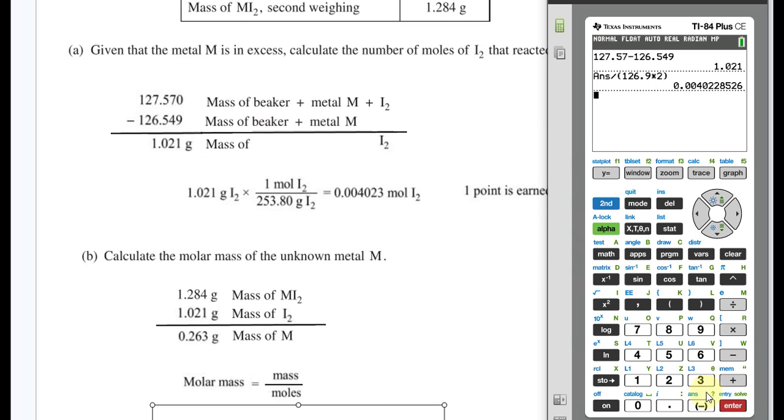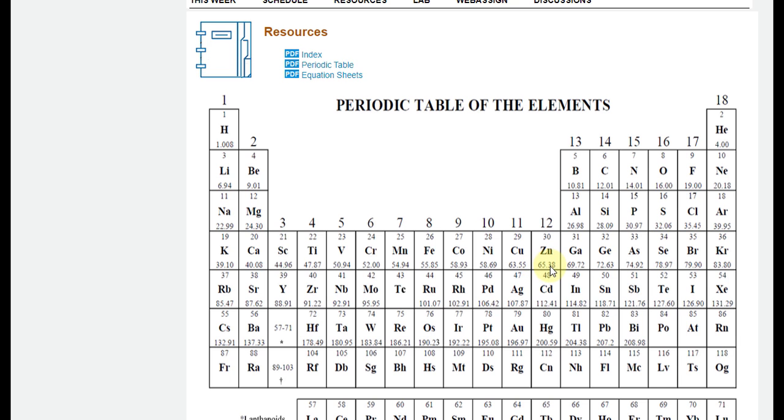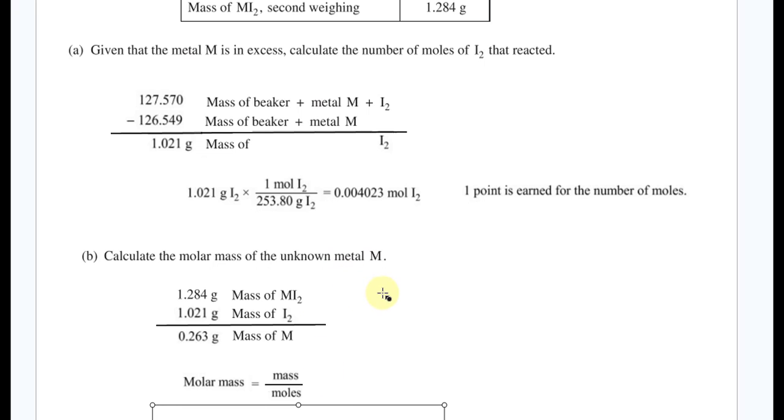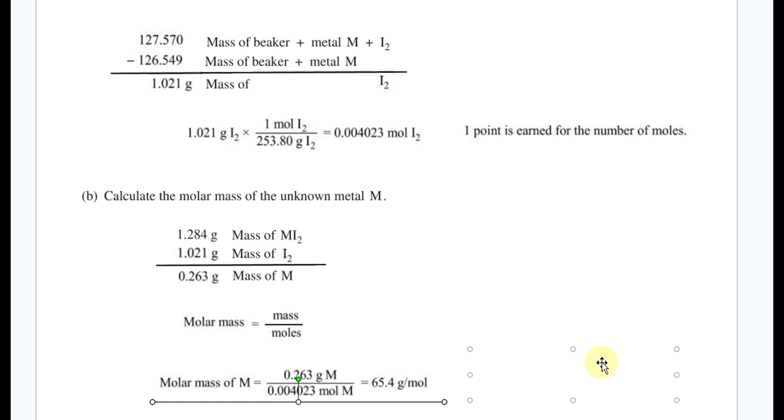So I'm going to take my 0.263 grams and divide by my last answer. And there's our molar mass. Back to up here again. 65.4? 65.4. Oh, this looks nice. This reaffirms our answer that we probably have a zinc iodide.